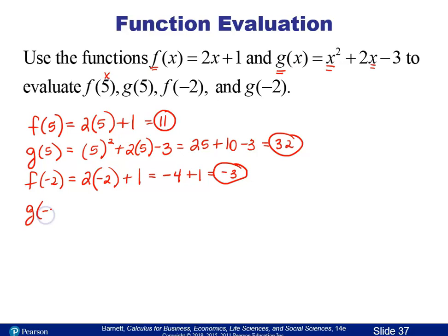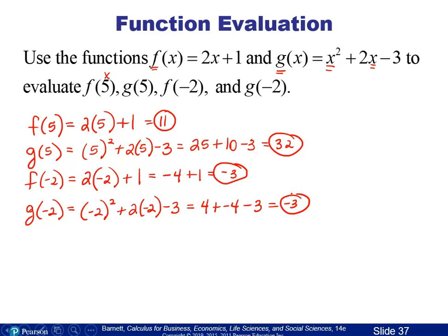And then g of negative 2, I'm going to go to the g function and replace all the x's with negative 2. So I'm going to have negative 2 squared plus 2 times negative 2 minus 3. So here, if I square a negative, that means I have 2 negatives. Then that's going to become a positive 4. 2 times negative 2 will be a negative 4, and then the minus 3, and so I'm going to get a negative 3 also for my answer on that.